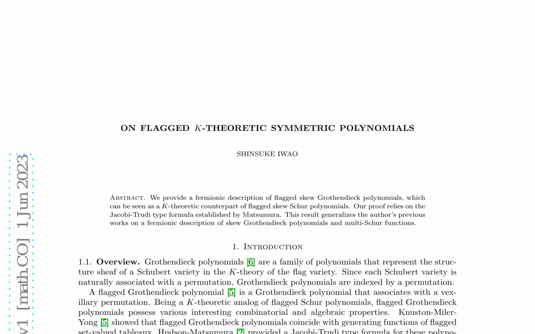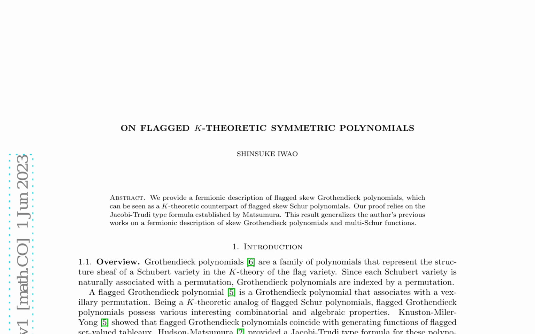The paper introduces a novel fermionic description of flagged k-theoretic symmetric polynomials, generalizing the author's previous works on fermionic descriptions of skew Grothendieck polynomials and multi-Schur functions. The flagged skew Grothendieck polynomial g_{λ/μ}^{(f)}(x) is defined using the generating function and the determinant formula, which differs from the one defined in a previous work but coincides with it under certain conditions.